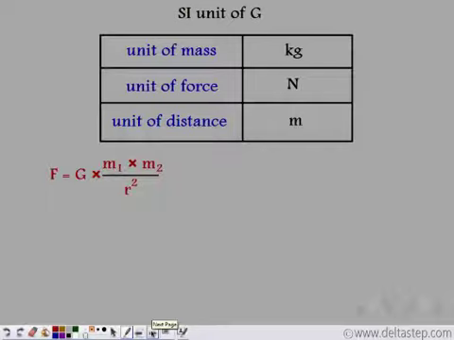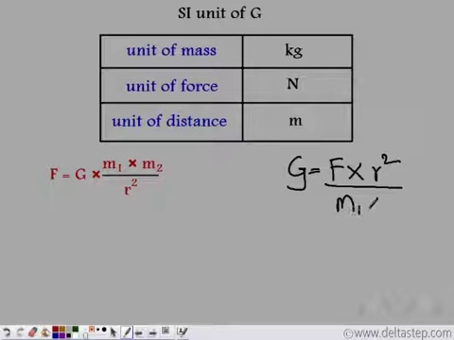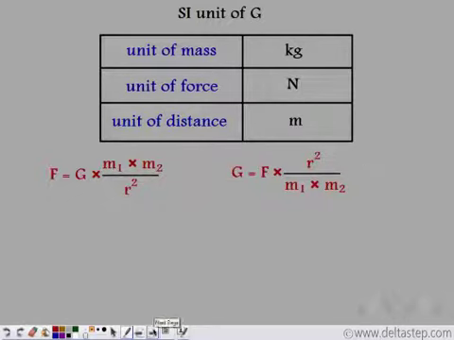Well, F is equal to G into m1 into m2 divided by r square. We could rearrange to get G is equal to F into r square divided by m1 into m2. Now, the unit of force is Newton. The unit of r, which is distance, is meters. And the SI unit of mass is kg.